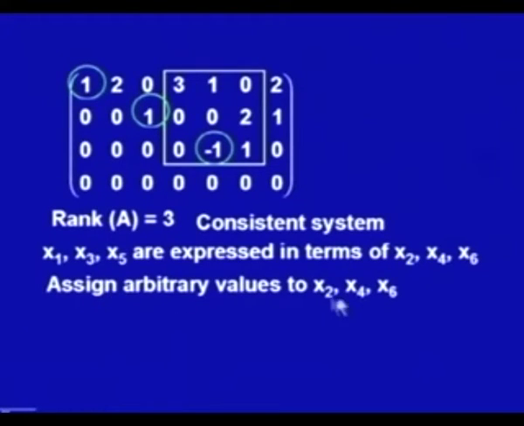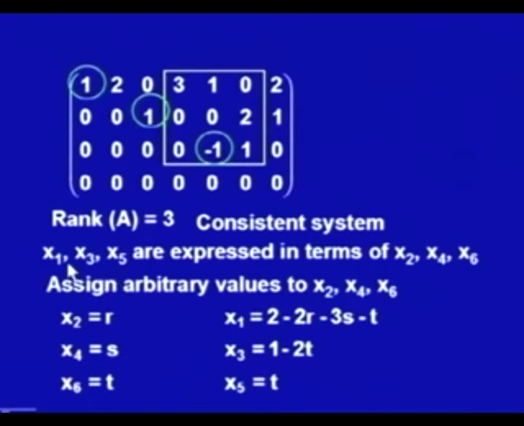So, we assign arbitrary values to these unknowns x2, x4, x6, and we can write down x2 as r being arbitrary, x4 as s and x6 as t. So, we have assigned arbitrary values r, s and t to x2, x4, x6, and then the remaining unknowns x1, x3, x5, they are expressed as x1 is equal to 2 minus 2r minus 3s minus t.